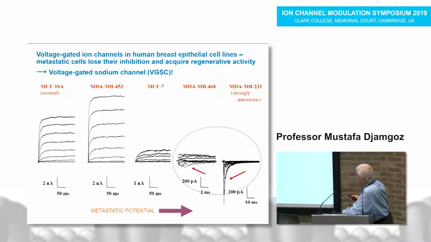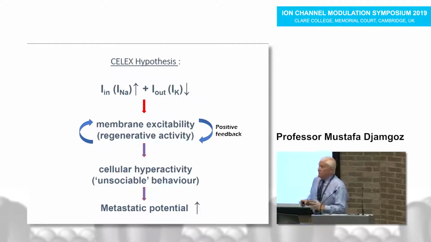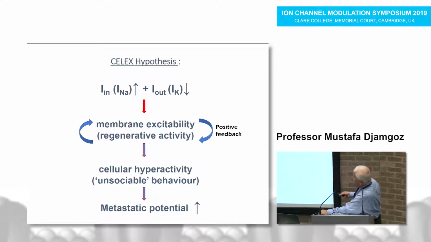So from this, we put together what I called the CELLEX hypothesis, the cellular excitability, which says in order to metastasize, cancer cells upregulate their voltage-gated sodium channels, they downregulate their outward currents, mainly potassium. Of course, these would normally be inhibitory, so they lose their inhibition, and together the membranes become excitable.